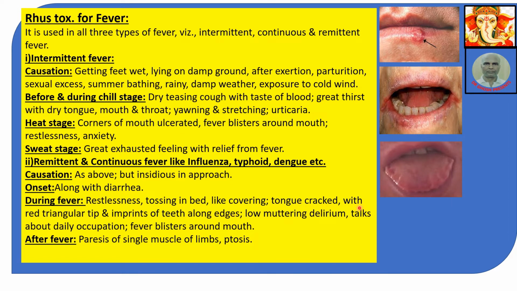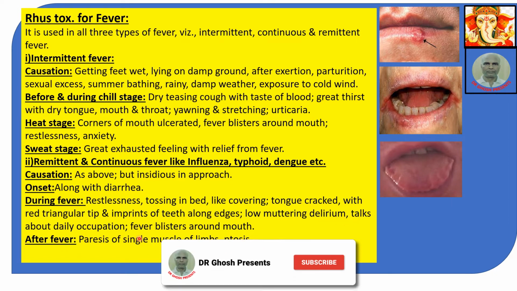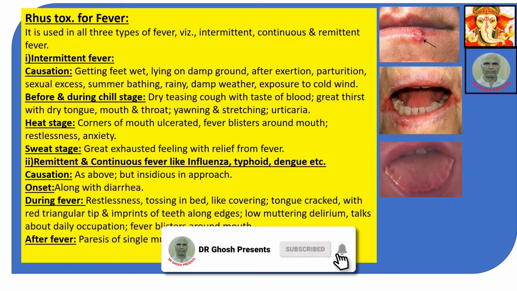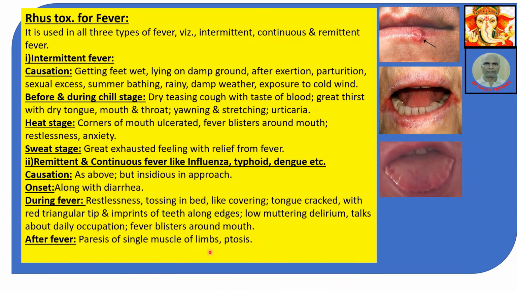Tongue cracked with rectangular tip, imprints of teeth along edge. Note, imprints of teeth along the edges. Low muttering, delirium, talks about daily occupation, fever blisters around mouth. These were already shown before. After fever, paralysis of single muscles of limb and ptosis.